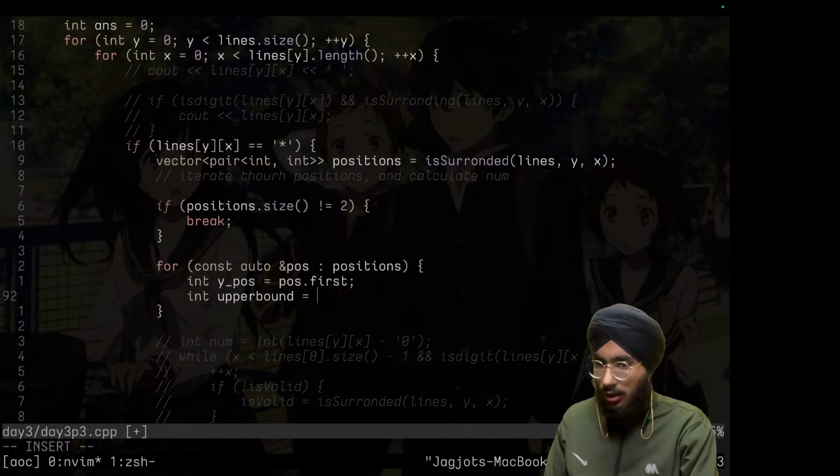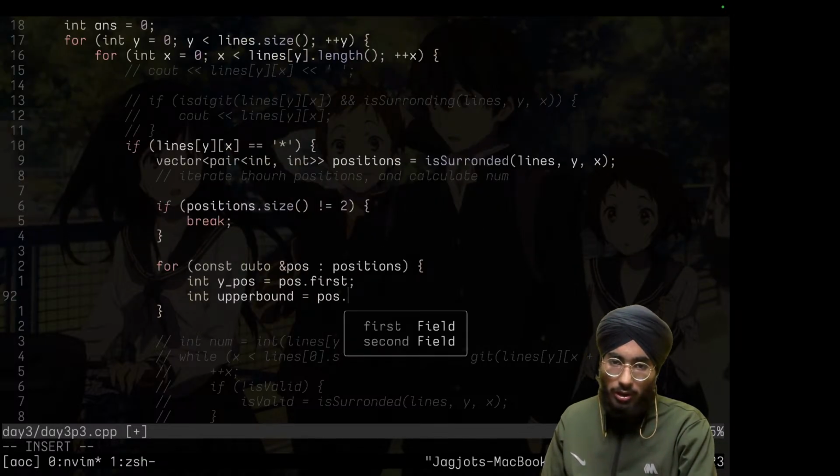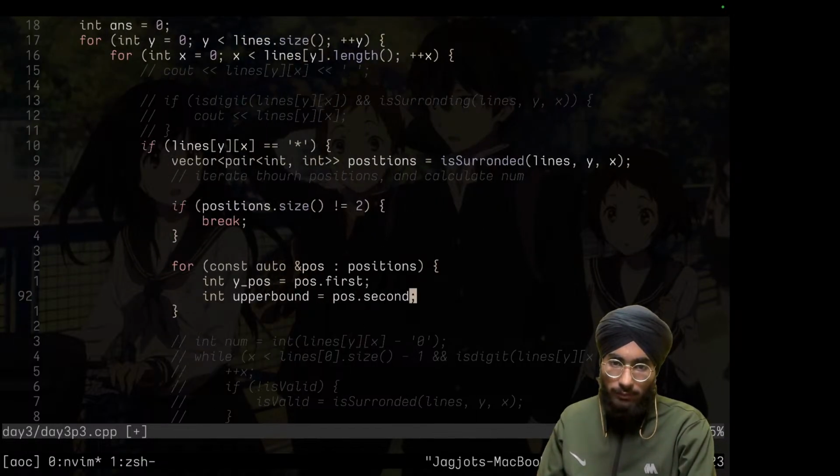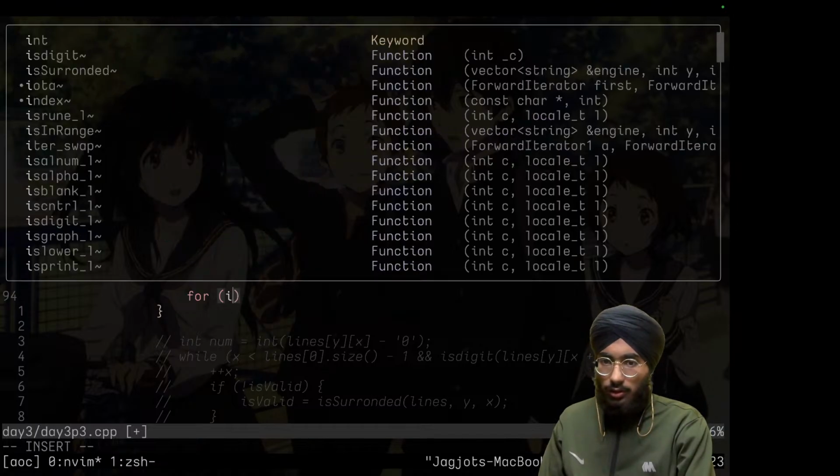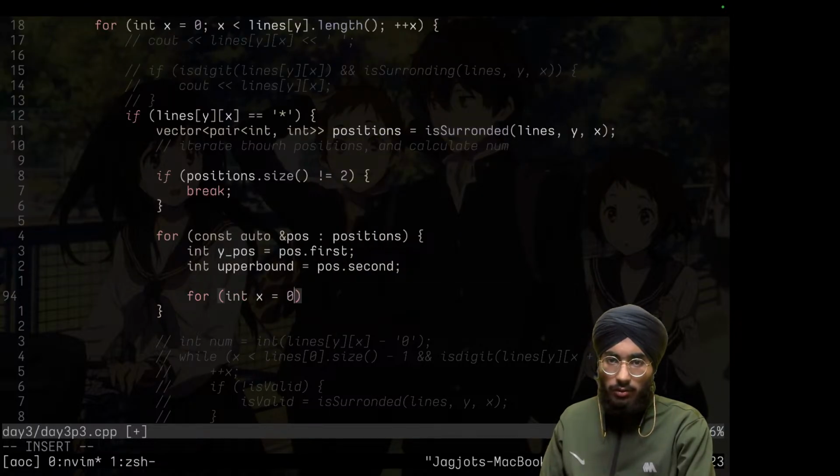Upper bound, whatever you say, is position dot second. For int x equals to 0, we can make a variable x, right?